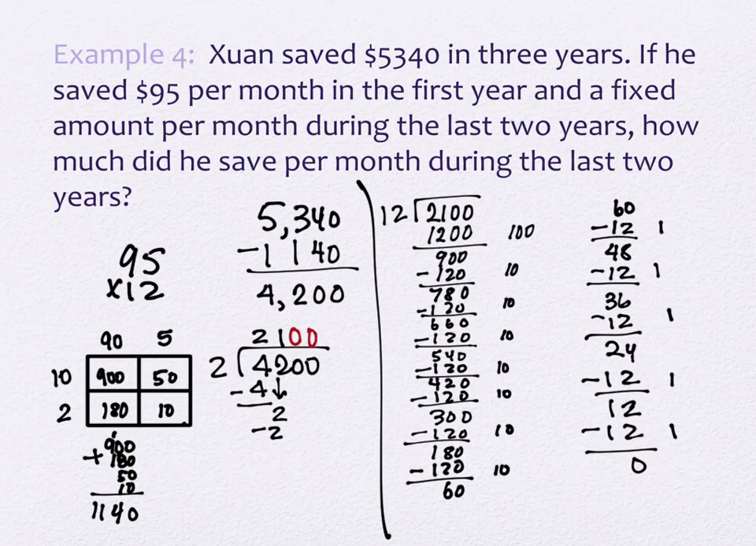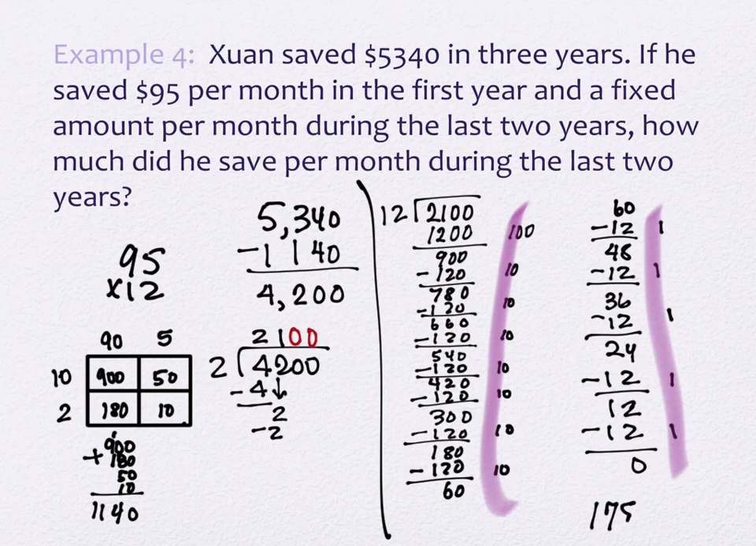And the answer is going to be all of these values added together, 100 and something. How many 10s do I have? 70. So I have 170, and then how many 1s did I have? 5. So $175 per month, right? $175 per month. Okay.